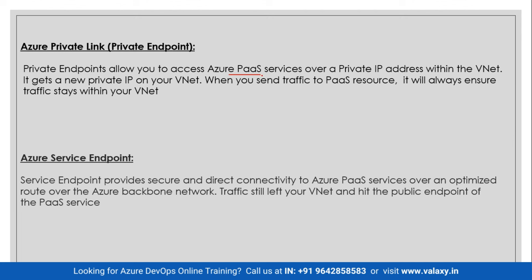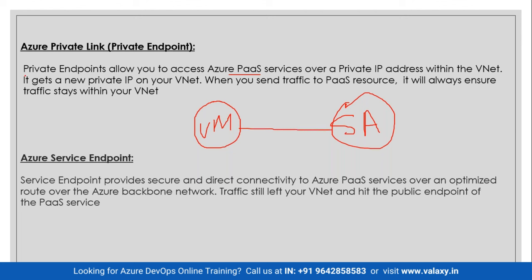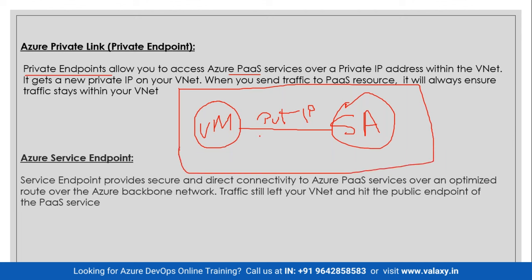If you want to have communication between two, just imagine this is your VM and this is your storage account, let's say. If you want the communication established between these two services, then you need to make use of private endpoints. The only difference is a private endpoint will have a private IP. So the communication is not public. Everything goes behind the scenes, making sure the traffic is passing through your own virtual network. This is your own network, and the communication is happening over a private IP. So keeping things very secure.